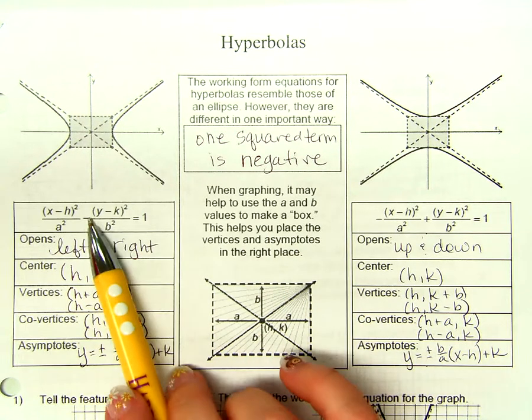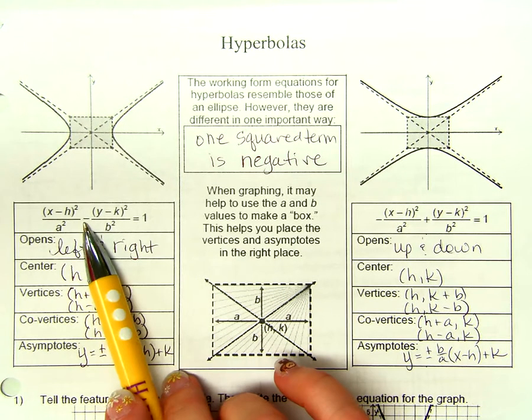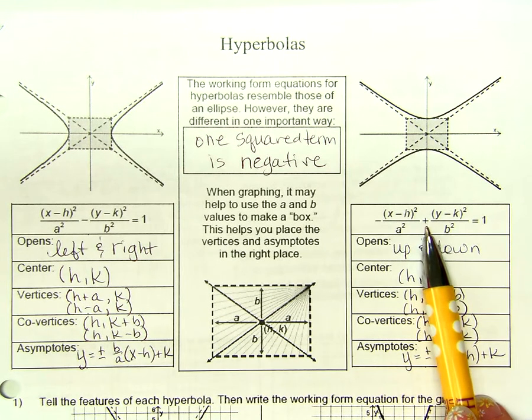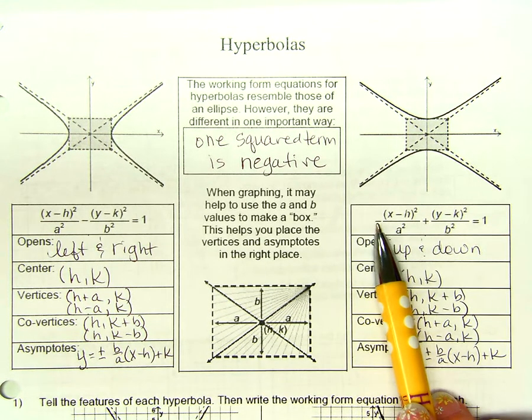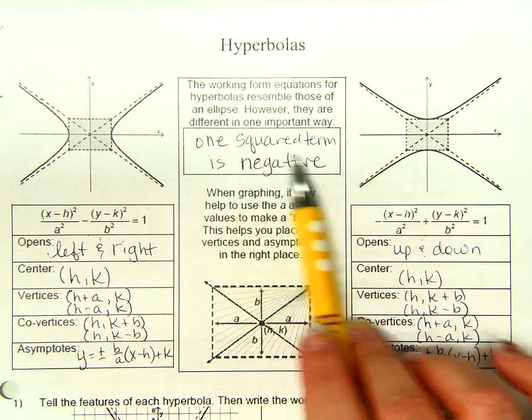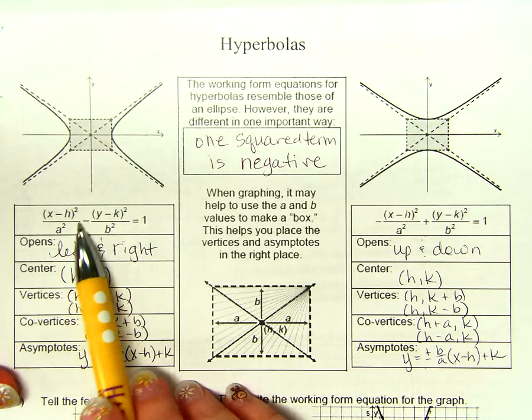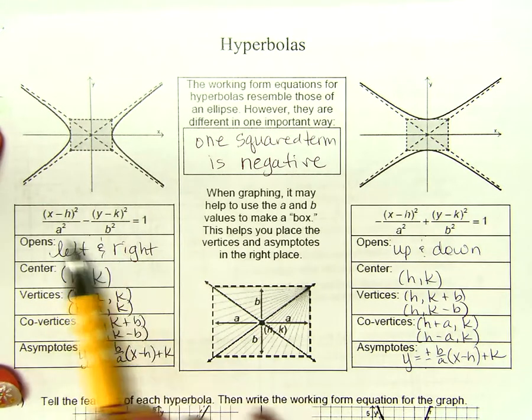I don't necessarily want you to think of it as subtraction, because while this one does look like subtraction, does this one look like subtraction? No, it doesn't, does it? Because this first term is negative. So if you'll think of it as the fact that one of the squared terms is negative, I think that'll be good. Okay? So if it's opening left or right, this is the equation.